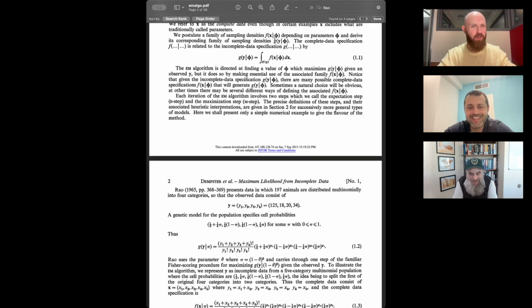Okay, so I'll read it again. We postulate a family of sampling densities f of x given phi, depending on parameter phi, and derive its corresponding family of sampling densities g of y given phi. So again, x is the complete data, y is the incomplete. The complete data specification F is related to the incomplete specification G by, so how G and F are connected. Eventually, it's an integral over all the possible x's of f of x given phi, and you get g of y given phi.